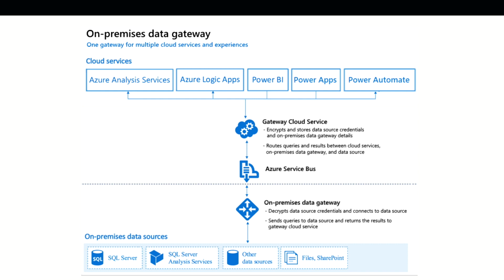So there is a gateway cloud service and Azure Service Bus which automatically acts behind the scenes for Power BI. However, if your data is on-premise, then definitely you need the on-premise data gateway. As you can see on my screen, first it decrypts the data source credential, connects to the data source, and then sends the result back to the gateway cloud service.